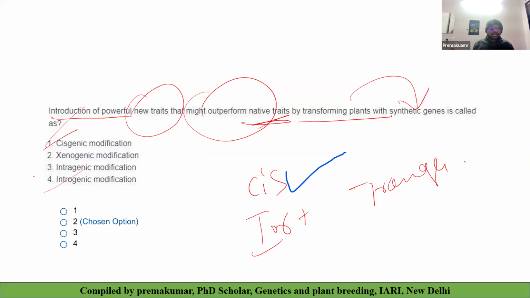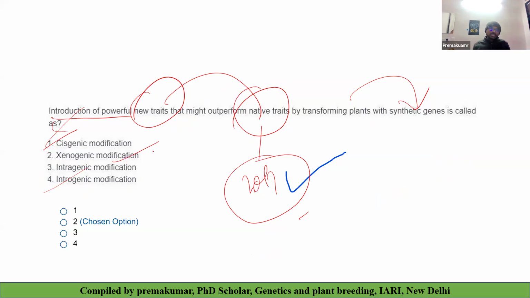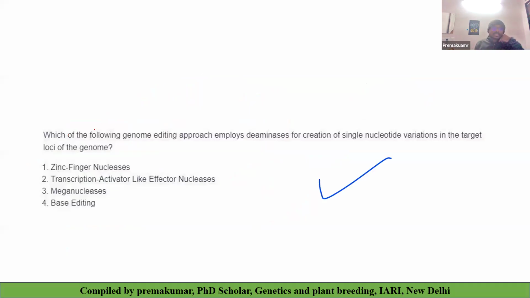Cisgenic and intragenic are not xenogenic, as they are all from the same related species. It is native to the plant. But xeno means outside. It's like transgenic. That's why the answer is xenogenic. It's non-native, a new trait which outperforms the native. The rest are native to the plant species; they are intra-cultivar, only transferring genes. But in xenogenic, for example, you are taking the gene from bacteria, virus, or fungi, or any other. Understood now?